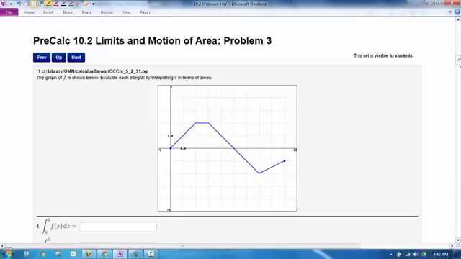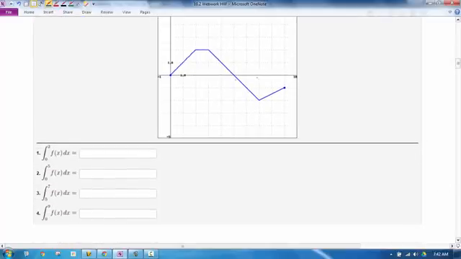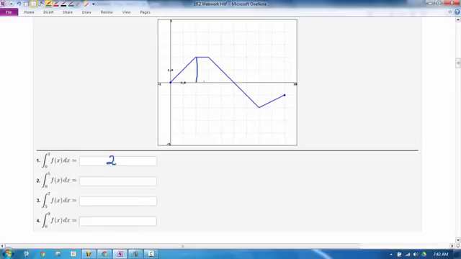Okay, the next problem wants to evaluate the integral here by using areas. So the first one goes from 0 to 2 right here. That's just a triangle. That's 1/2 base times height. So the base is 2, and the height is 2, so that's just 2. And you're just going to do the same thing for the rest of them. The next one, 0 to 5, is this whole length here. So that's a trapezoid, 1/2 height times base 1 plus base 2. So base 1 is 1, 2, 3, 4, 5. Base 2 looks like it has length 1, and height is 2.